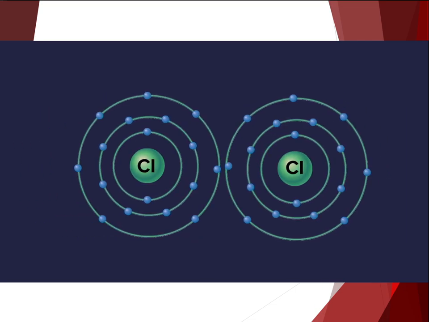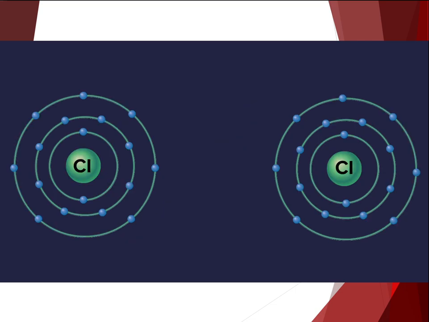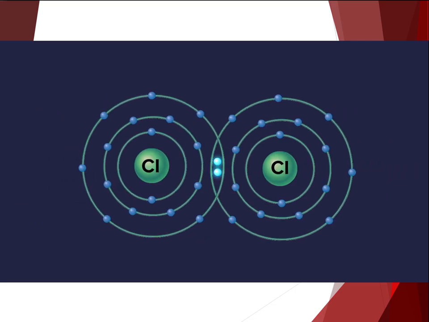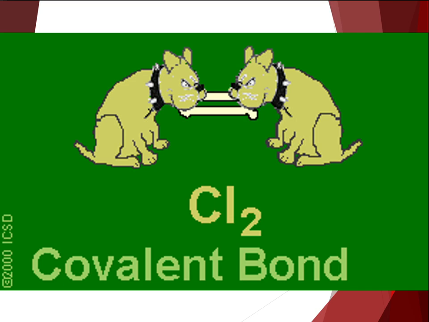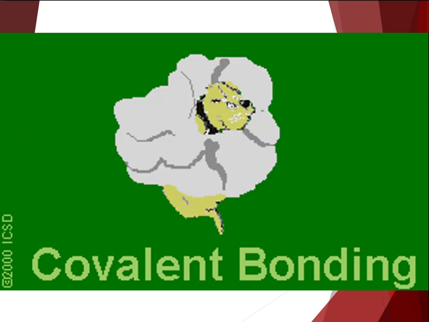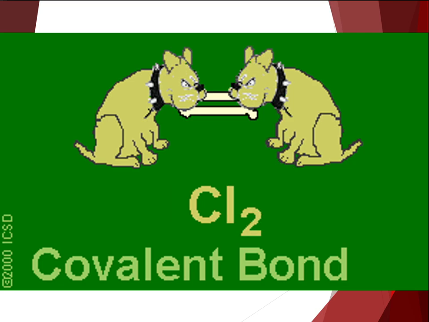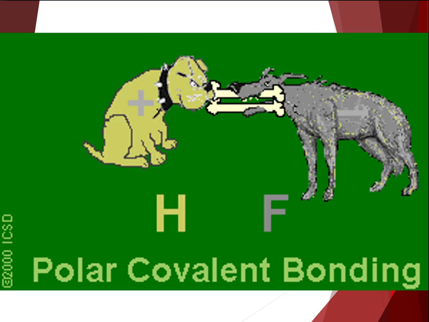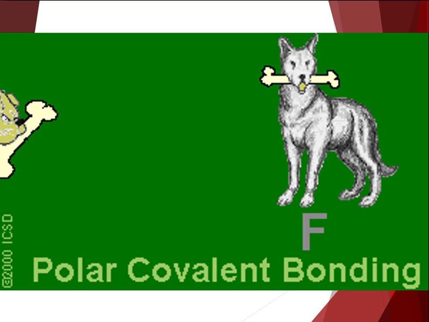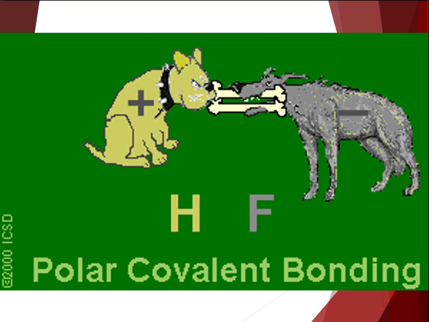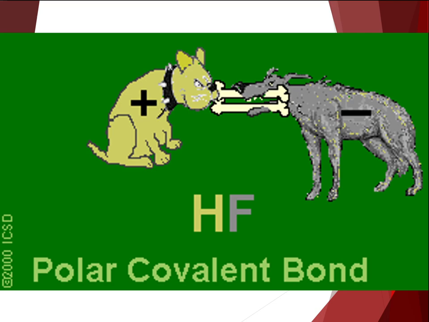The covalent bonds can be classified as nonpolar or polar bonds based on the equal or unequal sharing of those electrons. Non-polar covalent bonds form when the difference in electronegativity between bonding atoms is between 0 and 0.4. Electrons are shared equally between the atoms. Polar covalent bonds form when the electronegativity difference is between 0.4 and 1.7. This results in unequal sharing of electrons.